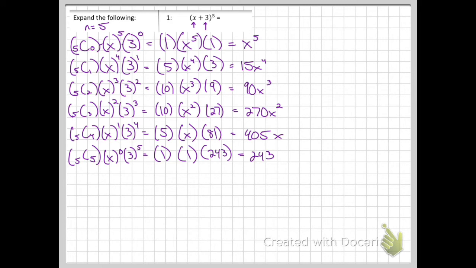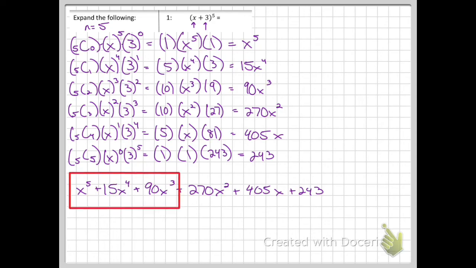Do not leave it like this. I think this is a quicker method to do it, but if you just stop here, it's wrong. A binomial expression would be x to the 5th plus 15x to the 4th plus 90x cubed plus 270x squared plus 405x plus 243. You need to give me the expanded binomial, not just a bunch of numbers in a row.